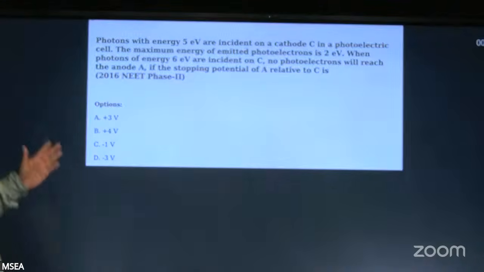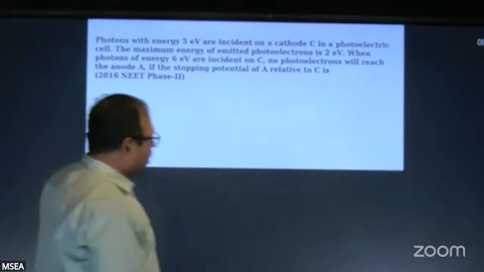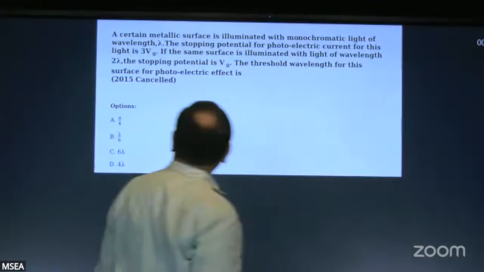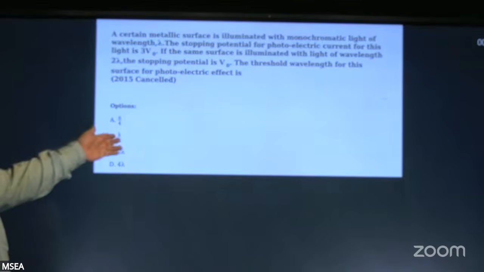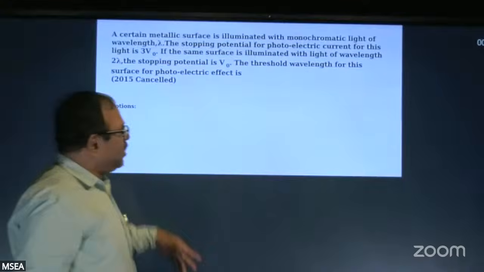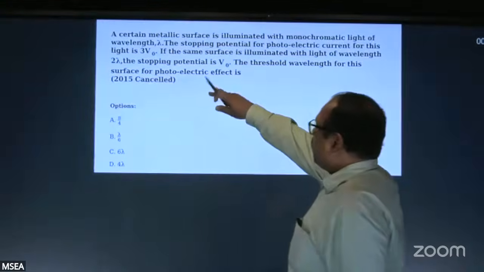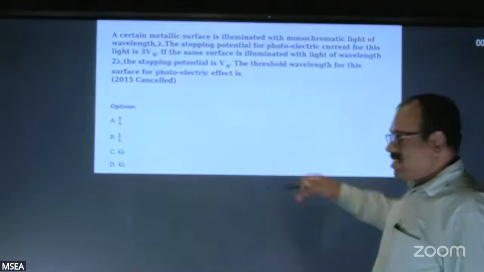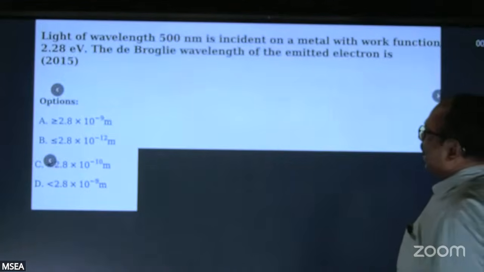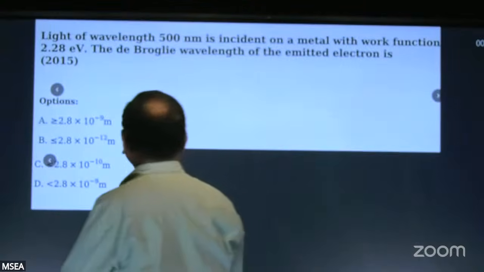Now, of course, this is also the same as what we just discussed. A with respect to C. Even this you can calculate the same way as the previous. So the same thing: hc by lambda is equal to W plus eV naught. Based on that we can calculate.